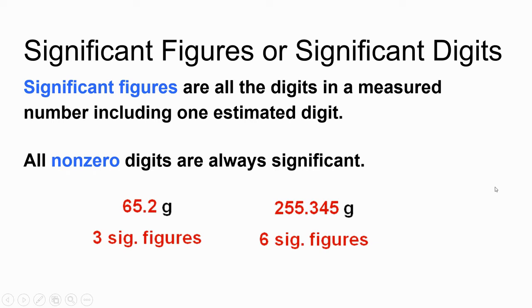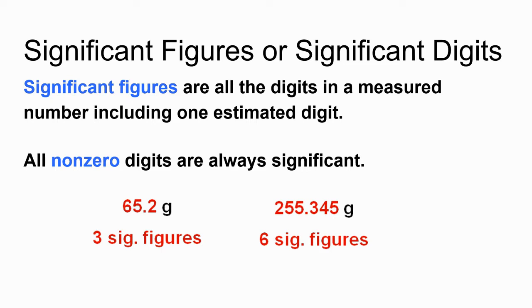So this first rule, all non-zero digits are always significant. So this measurement here, we have some uncertainty in this decimal place, okay? But we have 3 significant figures. Okay, 3 significant figures here. This one has 6 significant figures. There's 6 non-zero digits. And then when we start adding in zeros, it gets a little bit confusing.